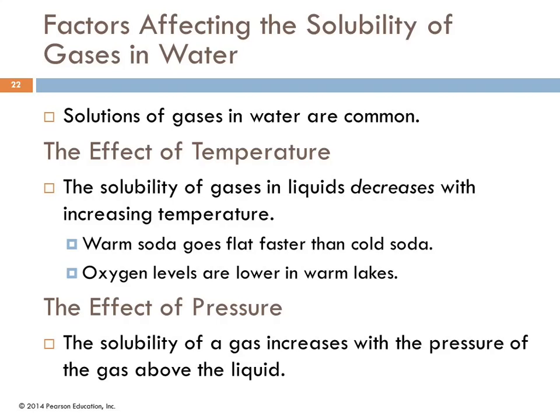But if you take a fish from a cold water lake and throw it into a lake with warmer water, it will probably die because it's not used to the different levels of oxygen. And so fish are very sensitive to the temperature of the water in which they live.